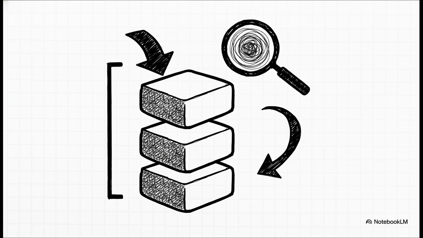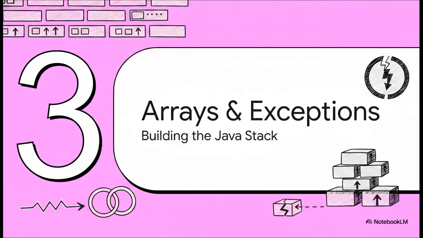Pop removes and returns that top element. Top, which is sometimes called peek, lets you look at the top element without actually removing it. And then we have 2 support methods, size to count the total elements, and isEmpty to quickly check if the stack has 0 elements. That's it. That's our entire toolset. Which brings us to Section 3, arrays, interfaces, and exceptions.